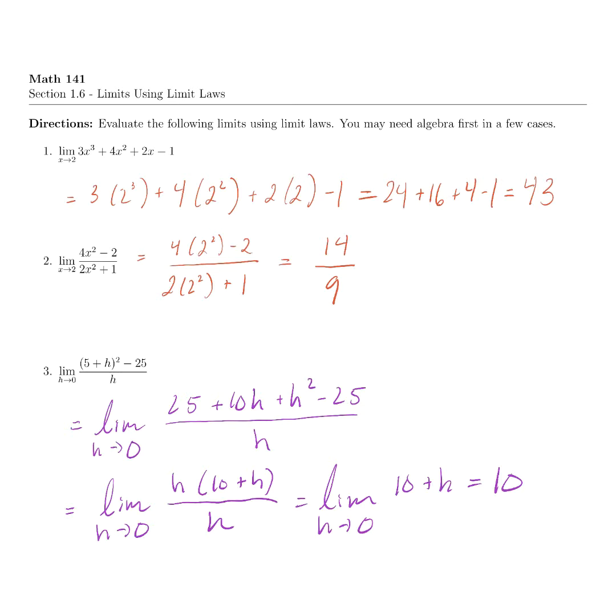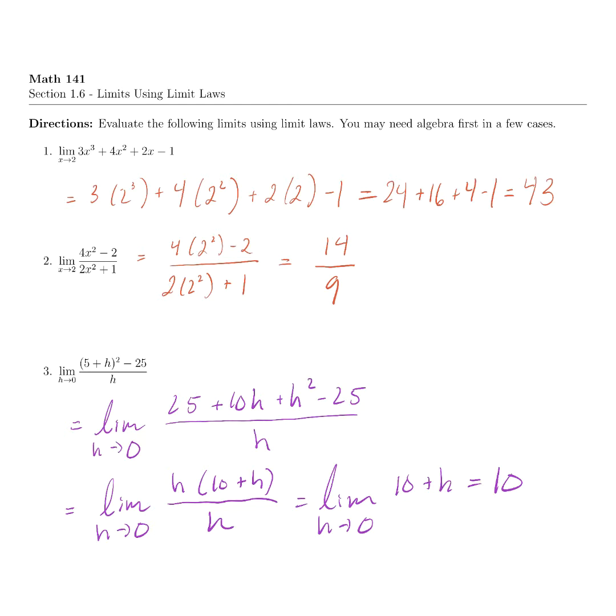Okay, here are the solutions to the activity for section 1.6 on limit laws. The first example here, the limit of that third degree polynomial, is an example where we can do direct substitution. So we evaluate that polynomial at 2, and we should get a limit value of 43. Similar to the second example, we check to see if that 2 causes a 0 in the denominator. It does not. It causes 9 in the denominator, so we can evaluate directly again, and we get 14/9.